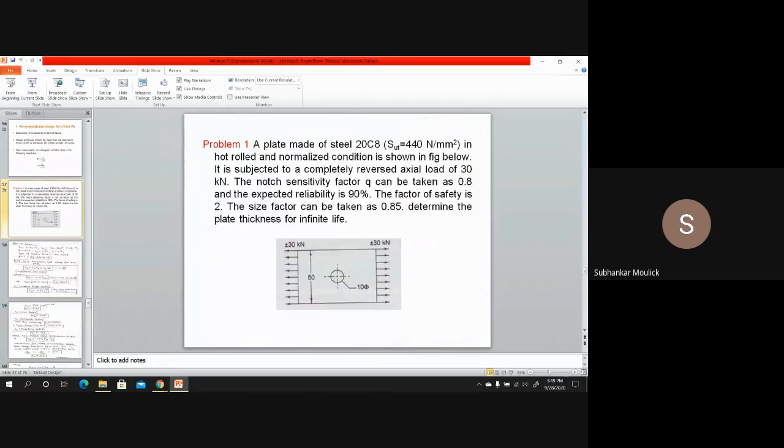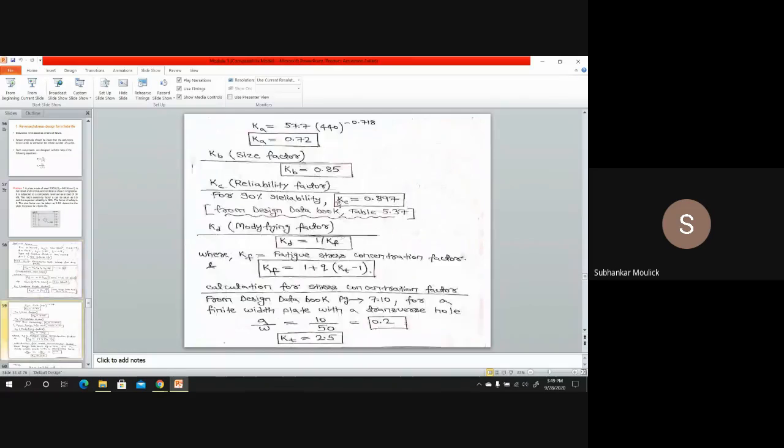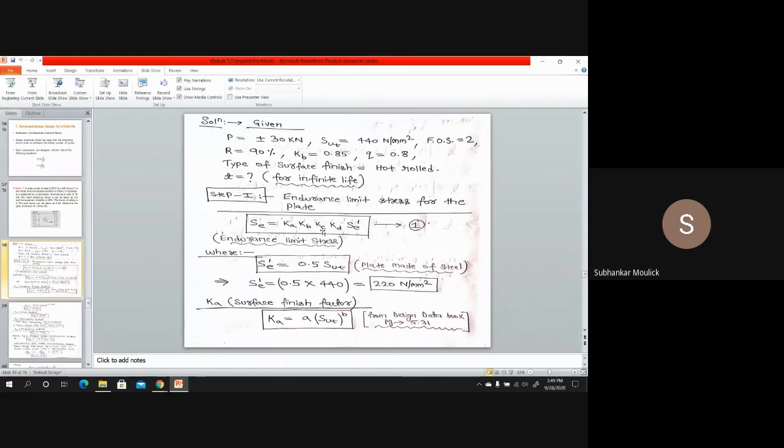Next I need to calculate the value of Kb. Kb is already given in the problem sheet. It is written, the size factor can be taken as 0.85. Size factor is nothing but Kb. So the value of Kb is directly given to you, 0.85. Next is Kc. What is Kc?